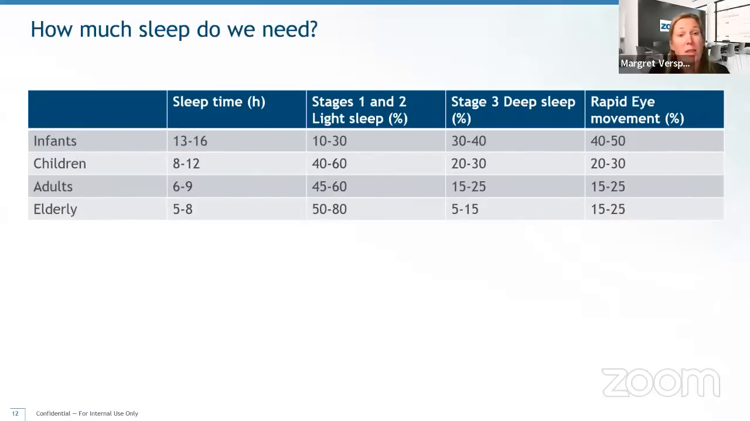Children, of course, depending on their age, need less sleep as they get older, but they need 8 to 12 hours of sleep. What we see is that light sleep increases compared to infants, and deep sleep and rapid eye movement sleep go down. The older we get, the light sleep stages, stage 1 and stage 2, increase, and especially deep sleep goes down, and rapid eye movement sleep also goes down through adults and elderly. So we can see that sleep develops with our age.